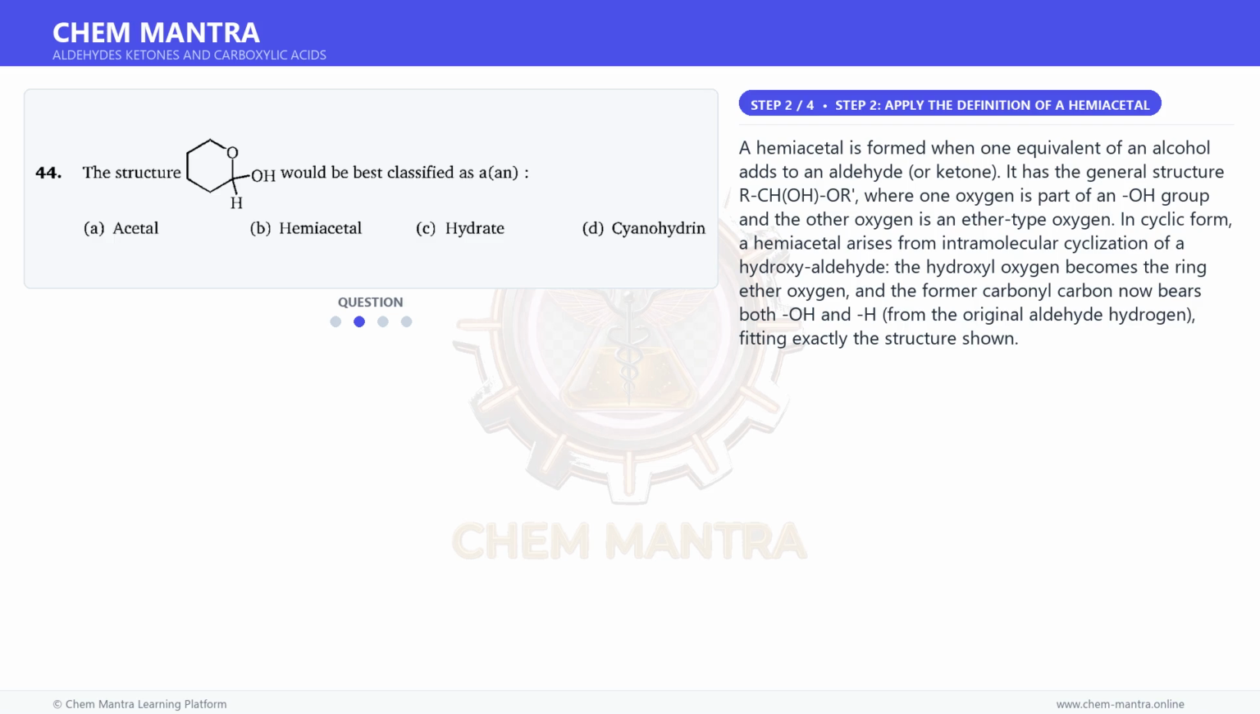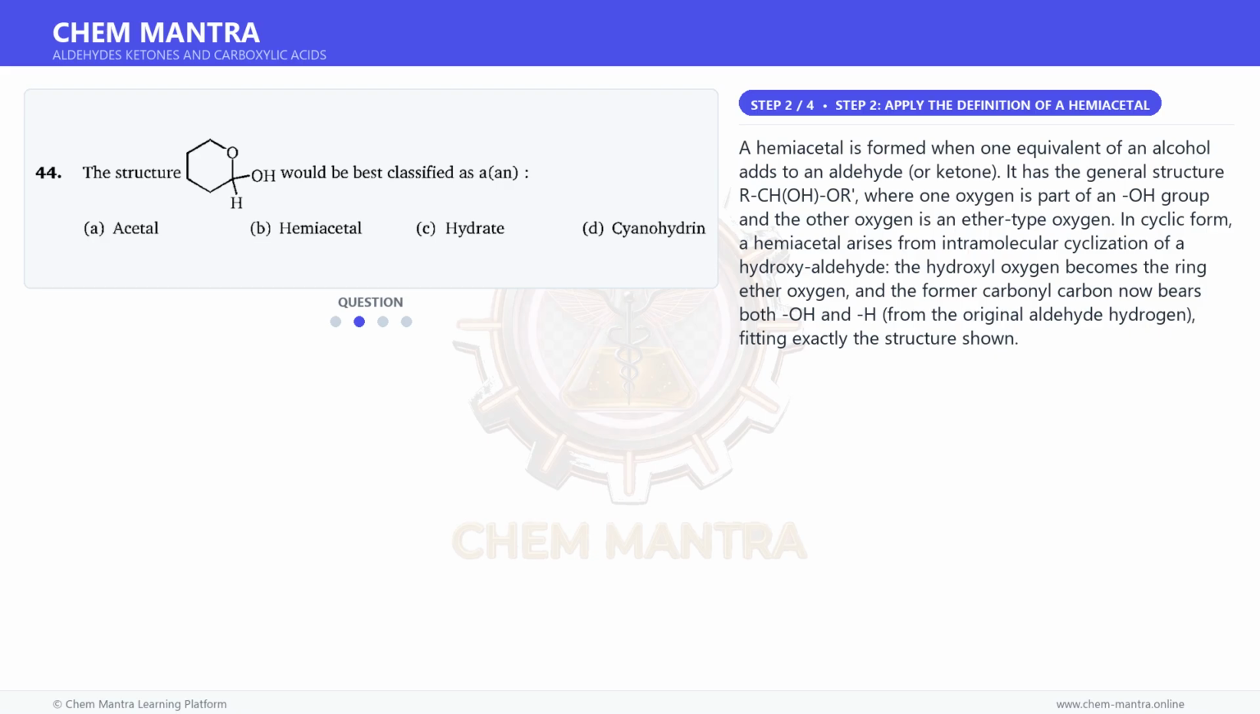A hemiacetal is formed when one equivalent of an alcohol adds to an aldehyde or ketone. It has the general structure RCH(OH)OR, where one oxygen is part of an OH group and the other oxygen is an ether-type oxygen.